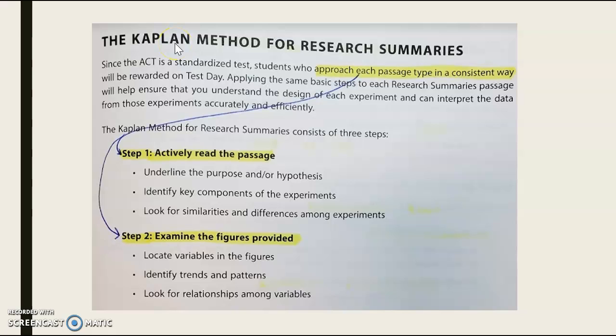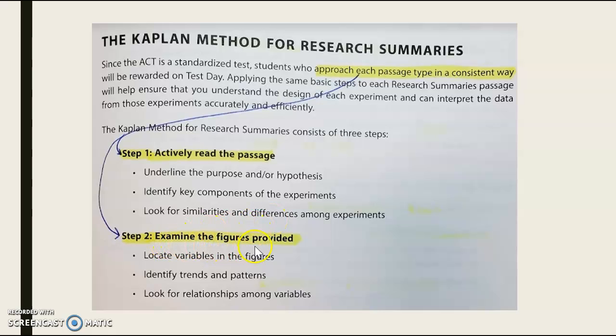The suggested method for research summaries is very, very similar to what you have already been doing. And that's kind of a smart thing to do, is approach each passage in the exact same way. That way your brain is only thinking about things from one strategic standpoint. And that would be step 1, read the passage. Once again, underlining purpose, hypotheses, looking for key components of the experiment. And when you see 2 different experiments, how are they similar, how are they different?